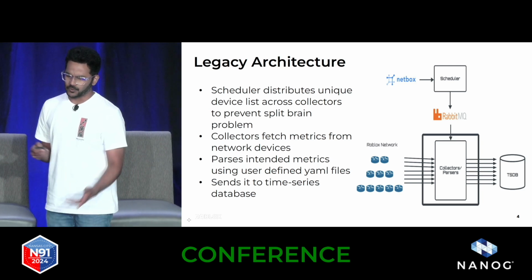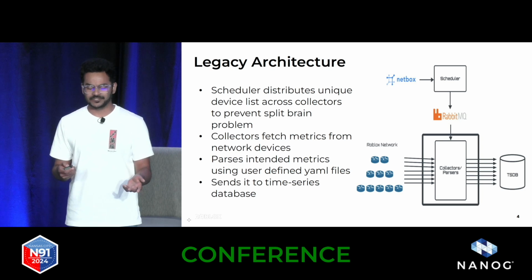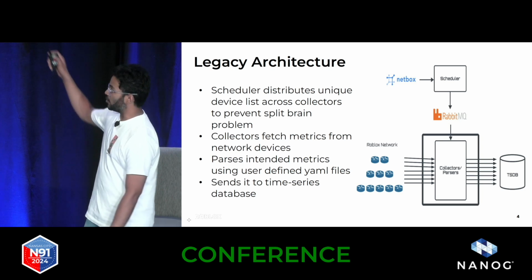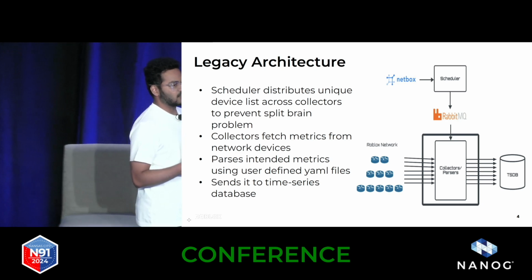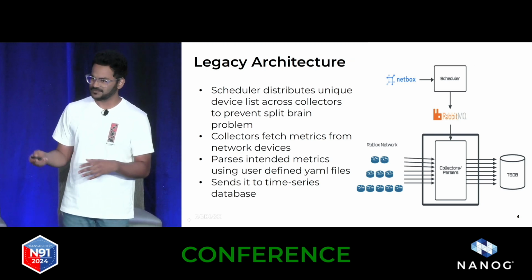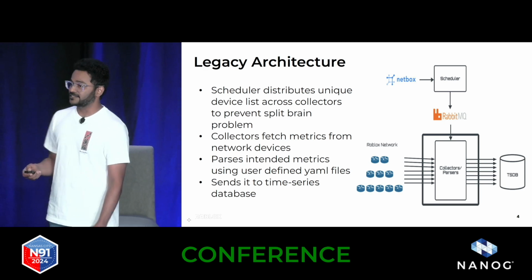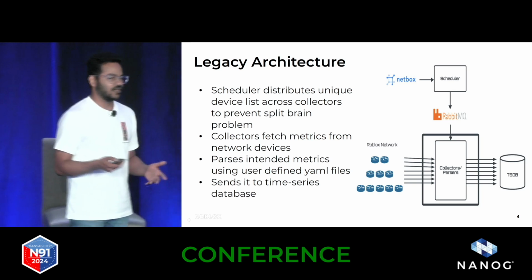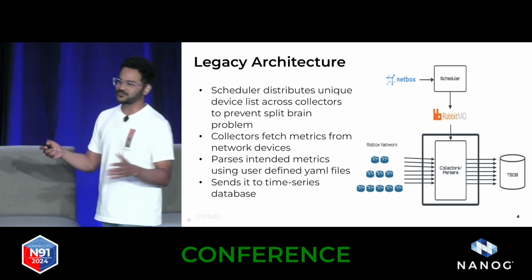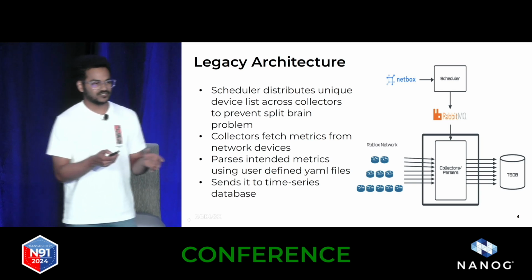So you can define, hey, I want errors or I want bytes, and then you send that to the time series database. But wait, how does the collector know what devices to connect to? If you see on top, we have something called a scheduler. The scheduler fetches all the network devices from Netbox and all the metadata as well, like platform and stuff. And it will send it to RabbitMQ, which is a message broker with a bunch of queues. And we send unique device lists in each of these queues.